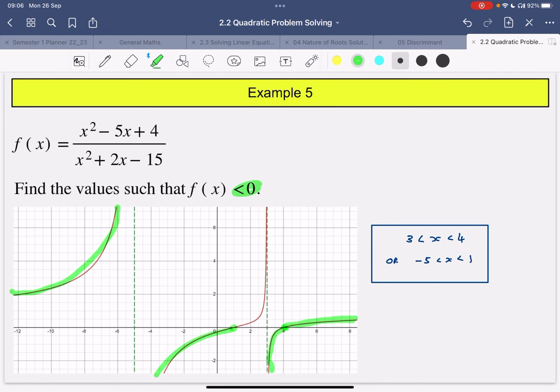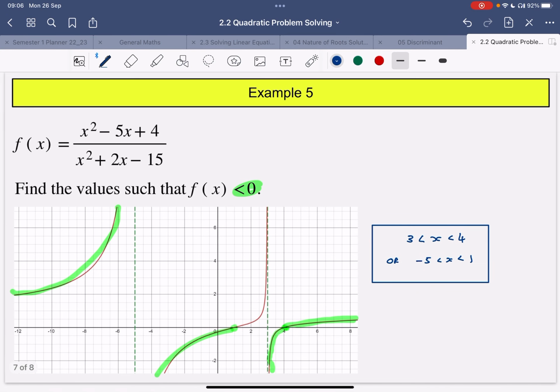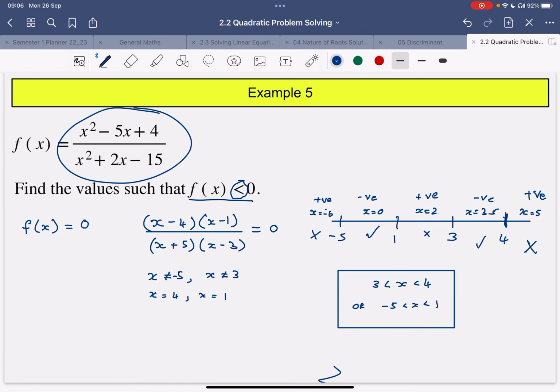So we can see clearly that our sign diagram has helped us to get the parts on the graph that are less than 0. This is a pretty tough question. Whenever you have questions like this, always remember that the denominator plays a part in solving these.